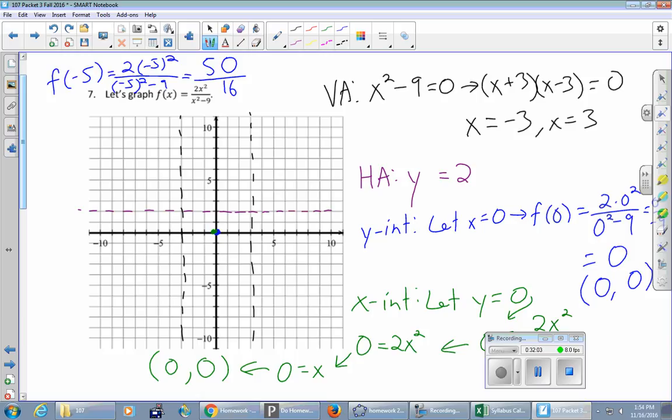50 over 16 is approximately 3. To be honest, it hardly matters what it's exactly equal to. I just need a rough sense. It's around 3, which means I've got a point here: -5, comma, 3 point something I don't care about. So we're just going to plot that point, -5, 3, and change right there. We know which one of the two pieces out here on the left it was. Did it start above and curve up, or did it start below and curve down? Above and curve up. And with that one little dot, we get to say it's that.